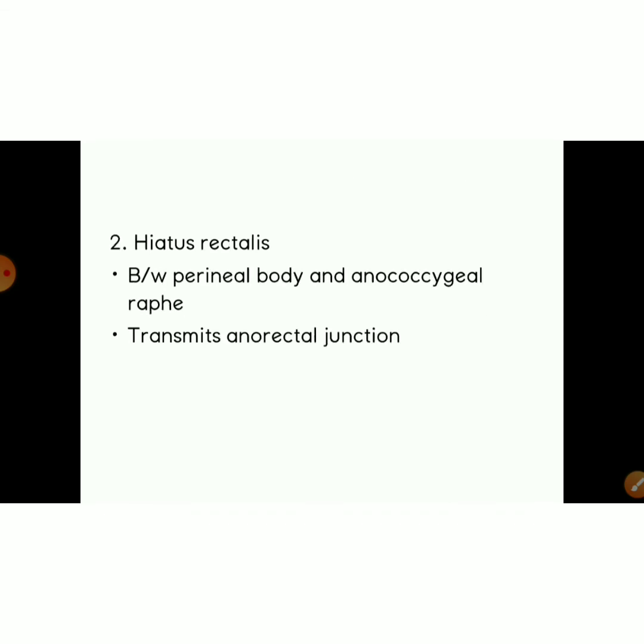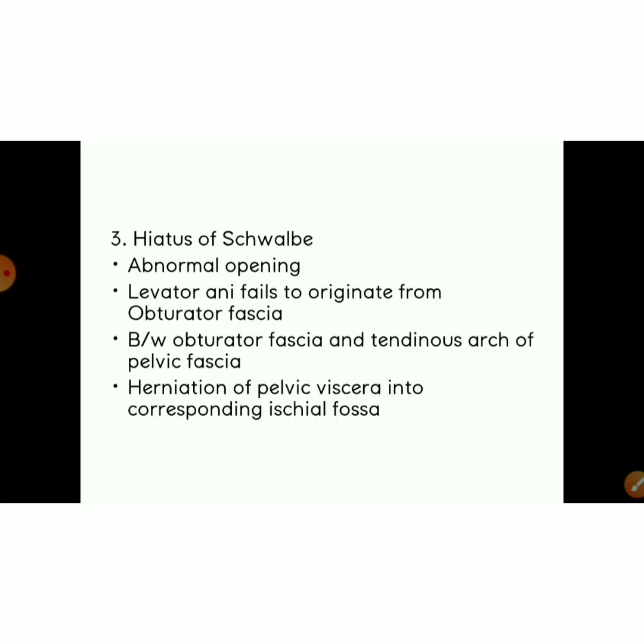Then there is hiatus rectalis, that is between the perineal body and the anococcygeal raphe. It is a round aperture and it transmits the anorectal junction. Then there is hiatus of Schwalbe. It is an abnormal opening when the levator ani fails to arise from the obturator fascia, and through the gap thus formed between this obturator fascia and tendinous arch of the pelvic fascia, pelvic viscera may herniate into the corresponding ischiorectal fossa.